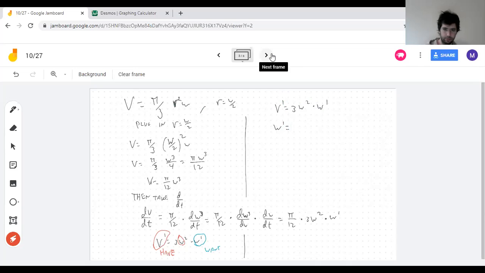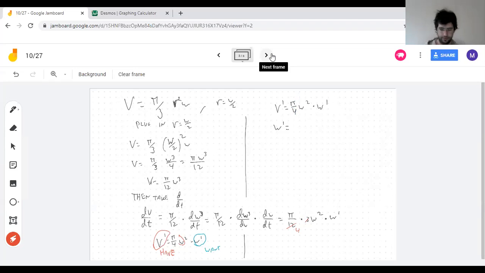Oh, and the pi over 12. Woof. Pi over 12. So pi over 12 times 3 becomes pi over 4. Why didn't we take the derivative of pi over 12? Because it's a constant. It's multiplying, and if I multiply by a constant, I can do that before or after the derivative. Doesn't matter.